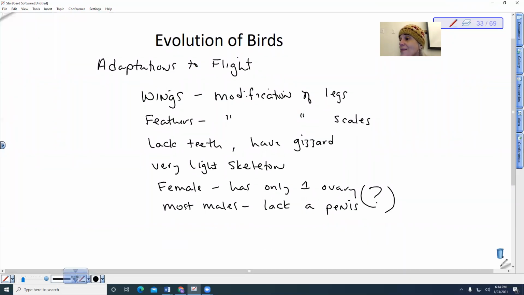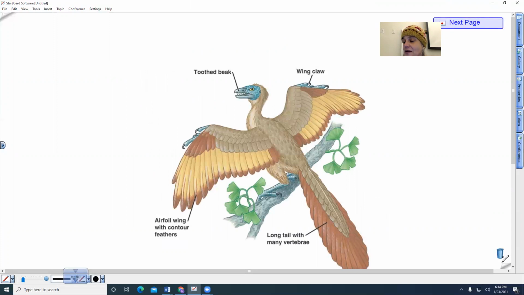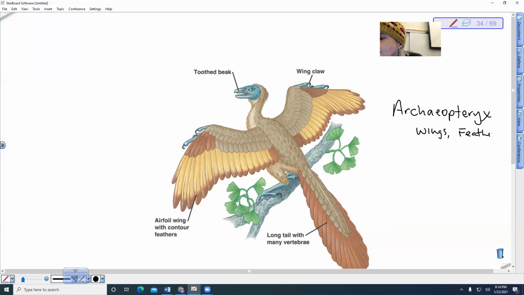Okay, so there are some transitional fossils, very famous ones, between birds and reptiles, and this is one of those. Diagrams, it's not actually the fossil, but it is called Archaeopteryx. This is like Tiktaalik, a transitional fossil. So Archaeopteryx has wings, it has feathers, it has teeth. We don't see that in modern day birds. It has claws on wings. That we don't see either.